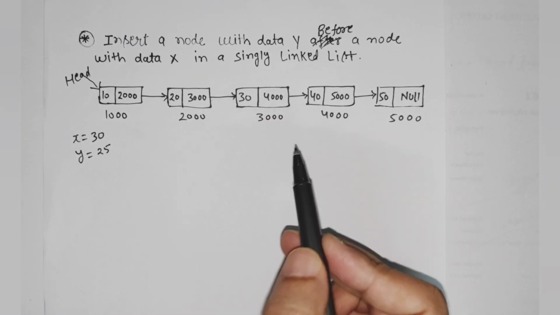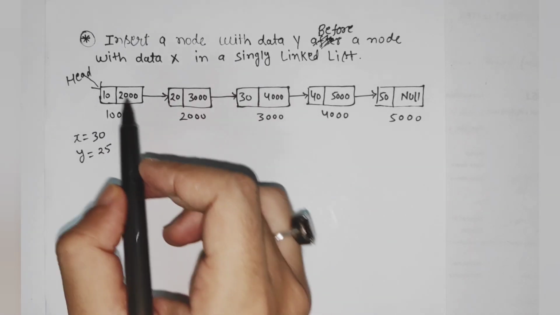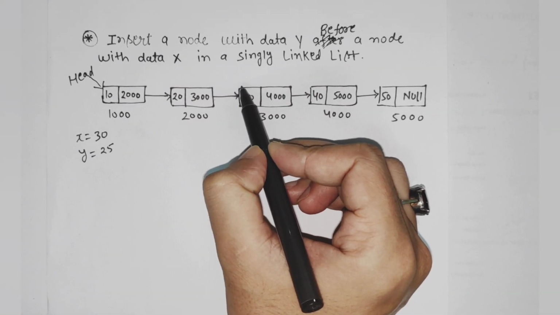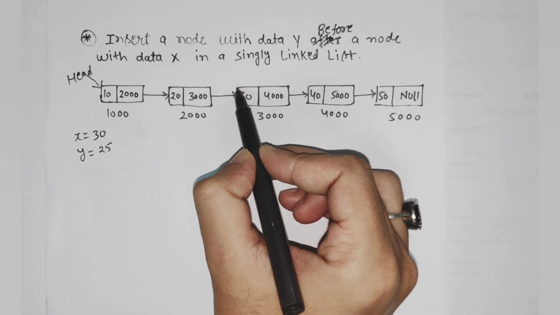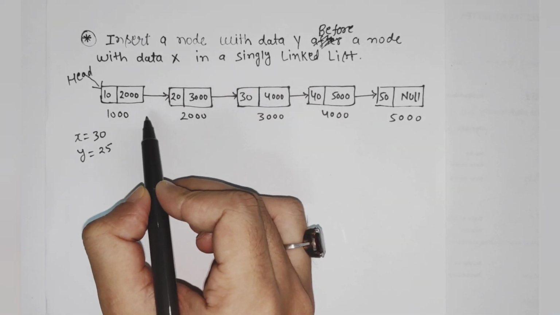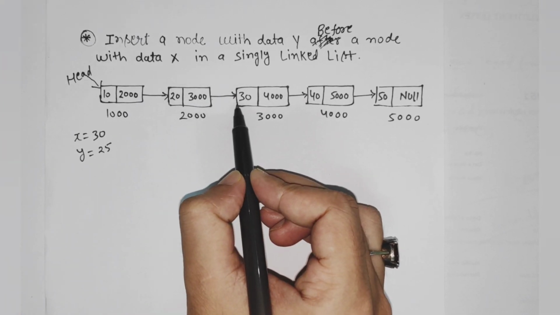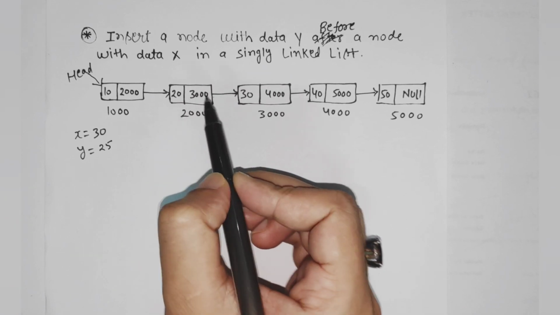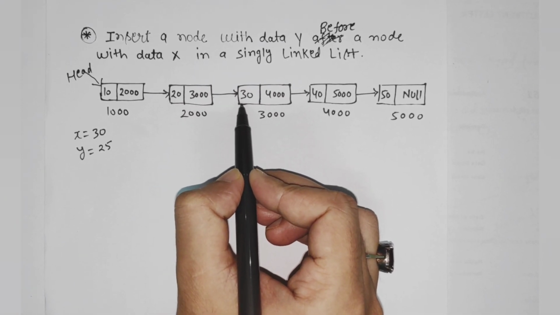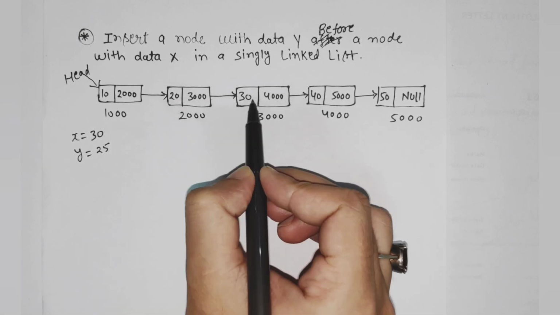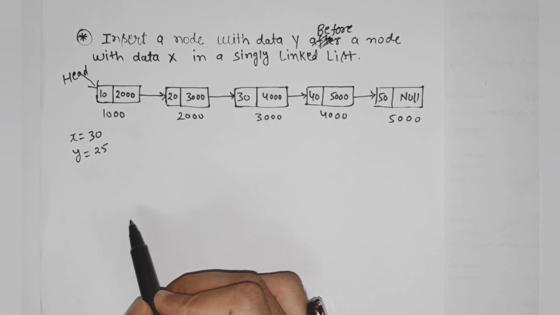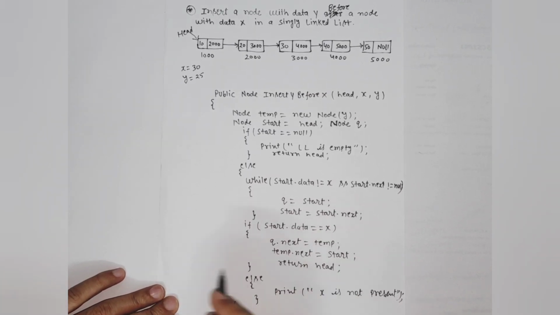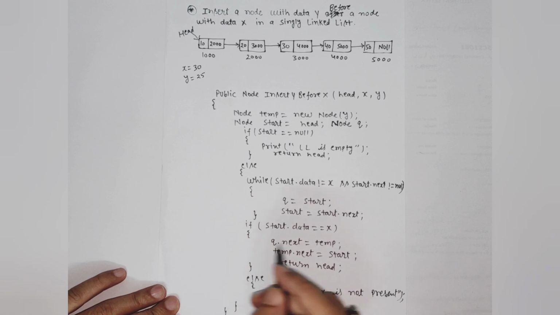Now this problem is a little bit tricky because while traversing your linked list, suppose you are at 30. So 30 is our x. You cannot come back in the singly linked list. So now you have to find a way such that you are before the given node x. Now let's see how we can do this. There can be multiple approaches to solve this problem. Now let's see our first approach.